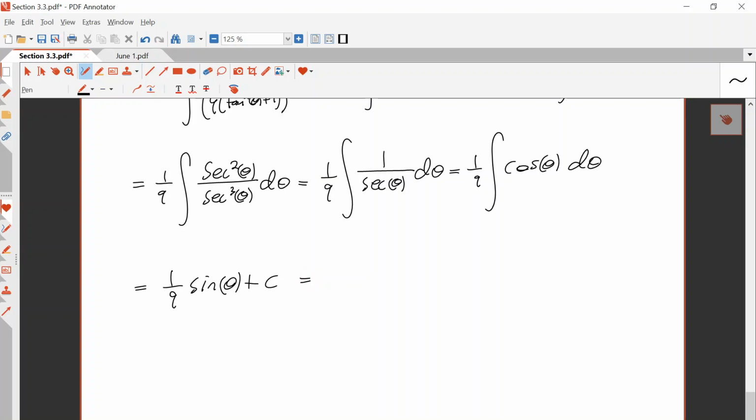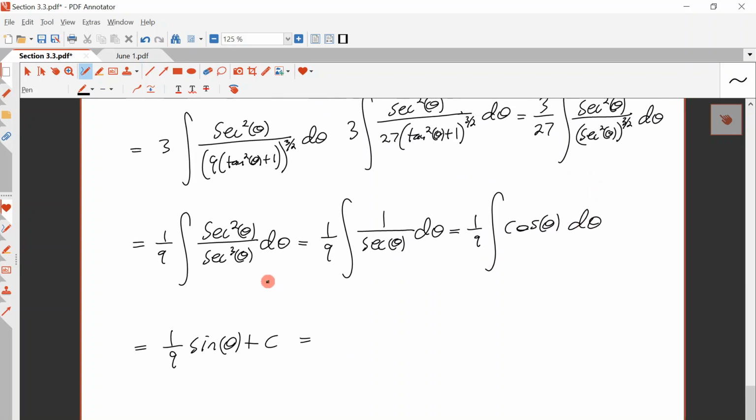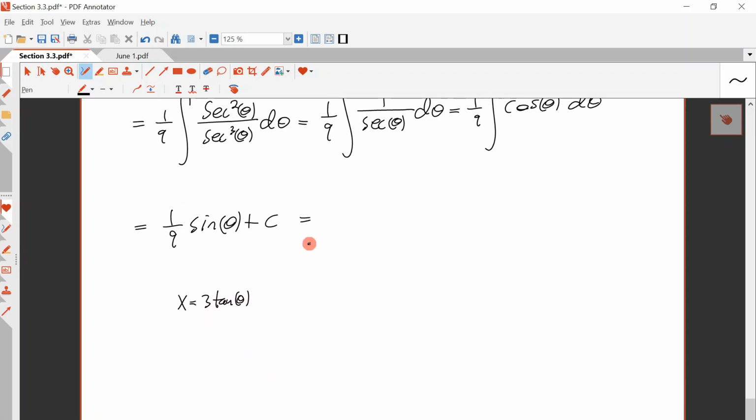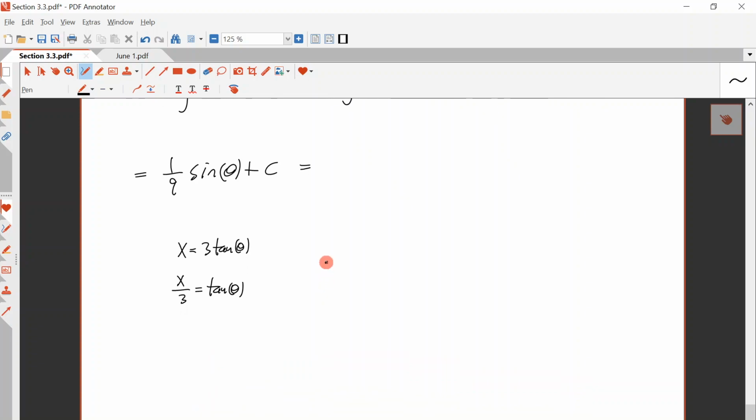All right. So we didn't go to u. We didn't transform into an antiderivative for u. So we're just in terms of theta. Now we got to go back from theta to x. Okay. What was the original substitution? The original substitution was x equals 3 tangent theta. Write tangent theta as a ratio. So x over 3 is tangent theta.